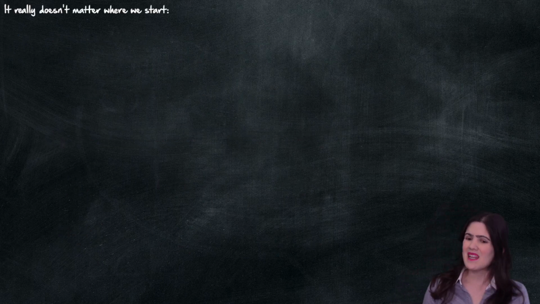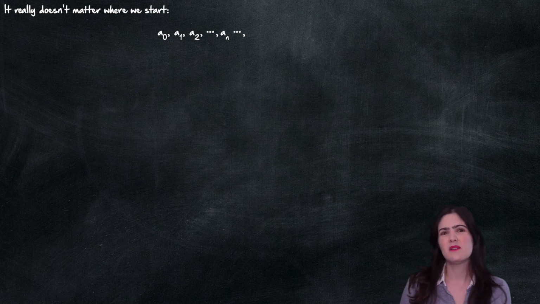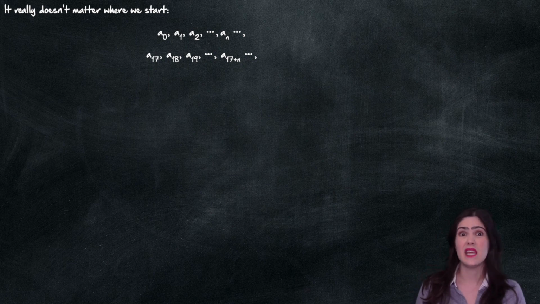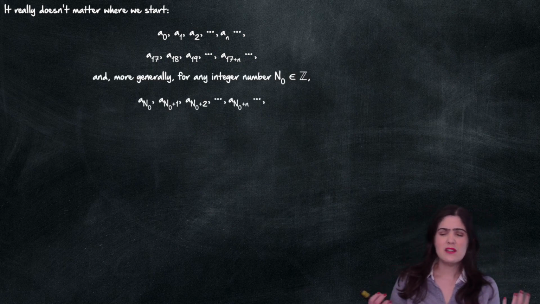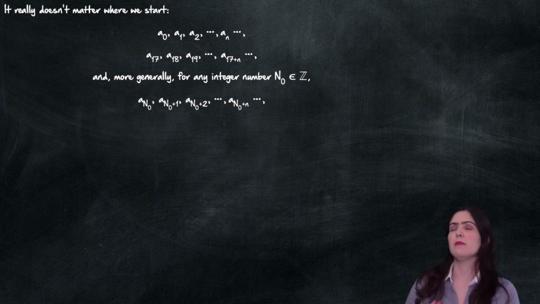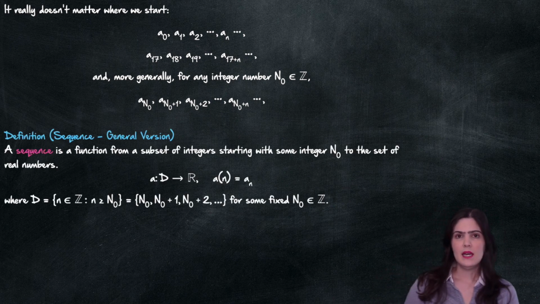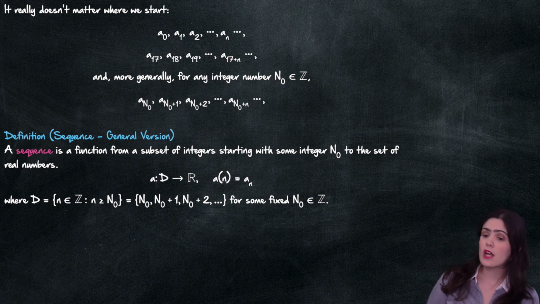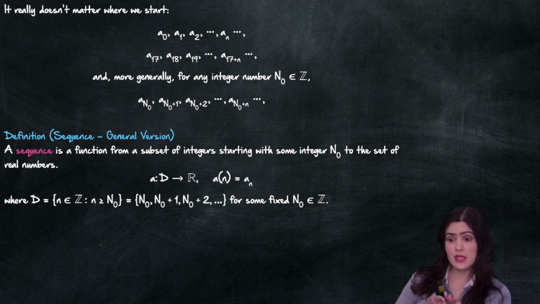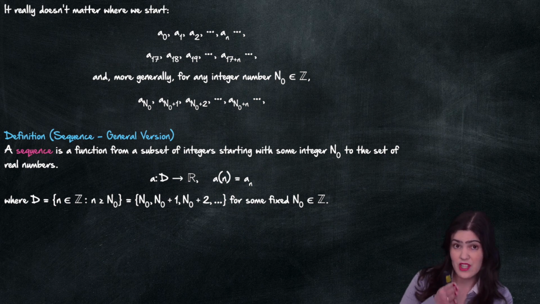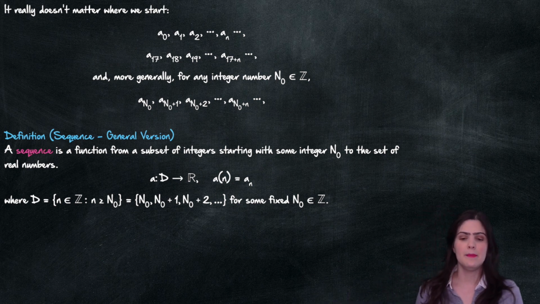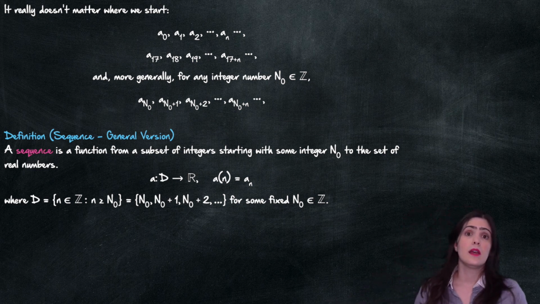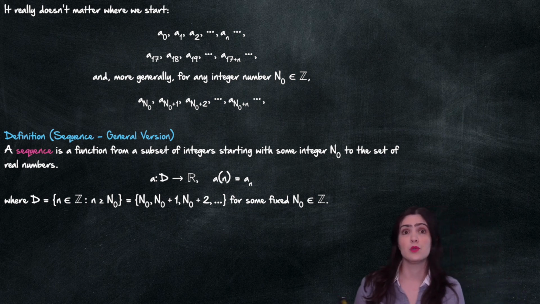Now, it really doesn't matter where we start. We could have a sequence that starts at 0, so a0, a1, a2, or starts at 17, like a17, a18, a19. So in general, for any integer n0, we can start at that point and then continue. And so the more general definition of a sequence is that it's a function from a subset of the integers, containing all the integers coming after some starting point n0, to the set of real numbers. So it's a function with domain D, where D is the set of integers n such that n is greater than or equal to some n0.